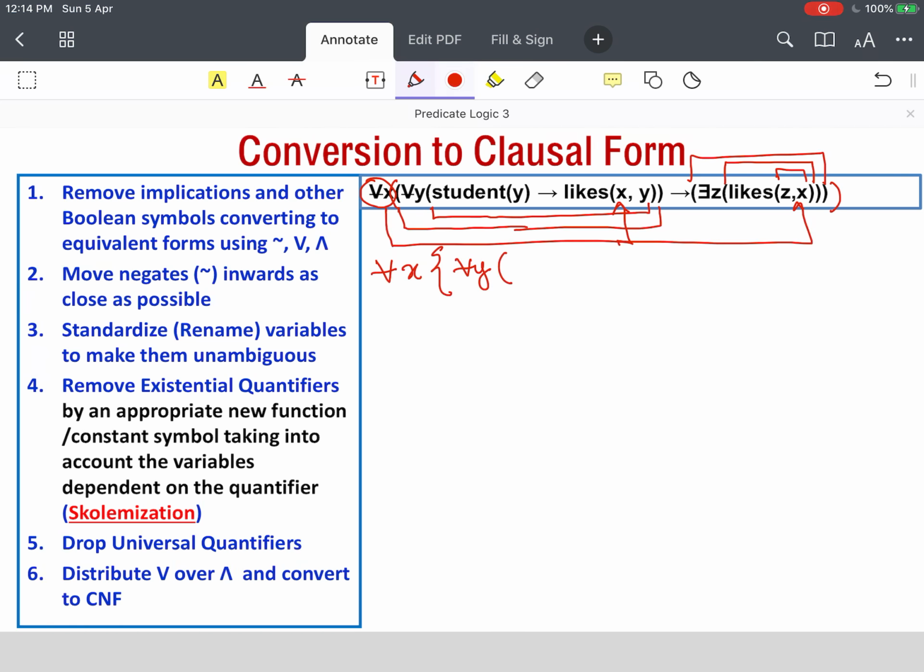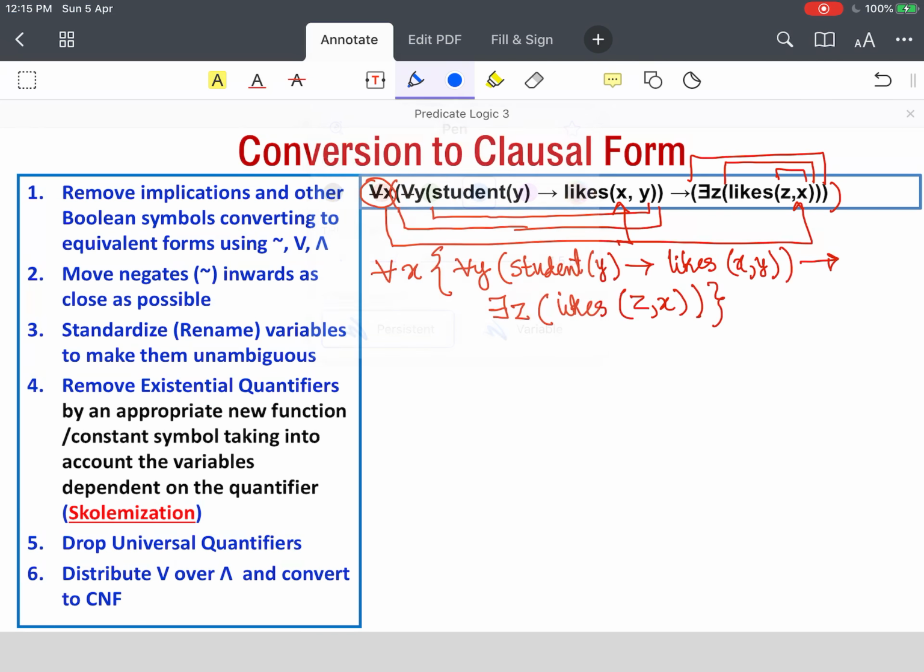So our formula is for all x, for all y, student y implies likes xy. This part, this for all y, implies that there exists a z such that likes zx, this x, and this converts here, and this takes care of this.